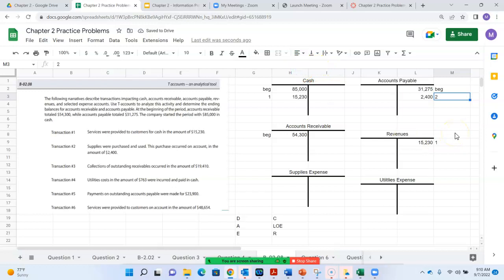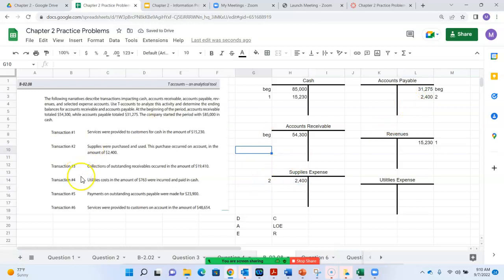That's the first part. But what else does it say? It says supplies were purchased. That accounts for the purchase. And they were used. Because they were used, we're able to expense them. That's why we're going to tap into this account. Right? Supplies expense. In order to increase an expense or to record an expense, we need to debit that account. So this is going to be equal to 2,400. And again, this relates to transaction 2.